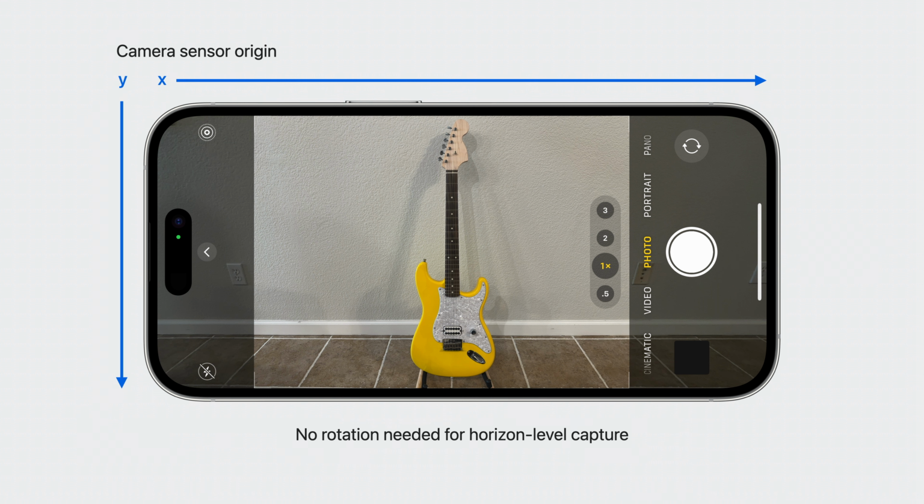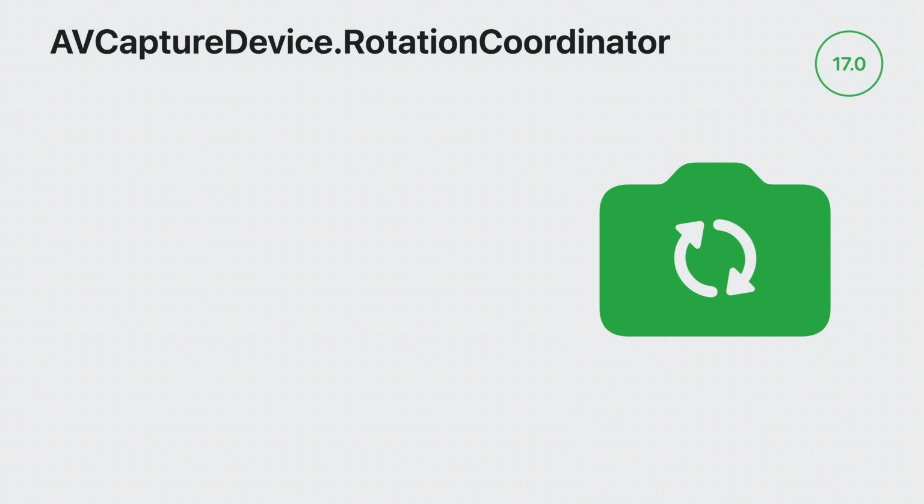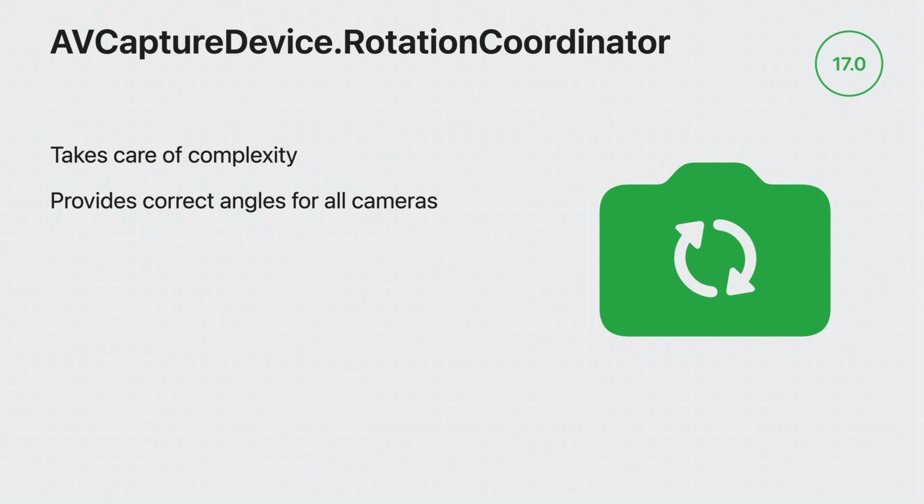When the iPhone is in the camera sensor's native orientation, the app does not need to rotate photos or movies for them to appear upright. All of this talk of rotation really makes your head spin. But the AVCaptureDeviceRotationCoordinator takes care of this complexity and provides correct angles to preview and capture from all cameras. Rely on it to provide angles rather than trying to calculate them yourself.